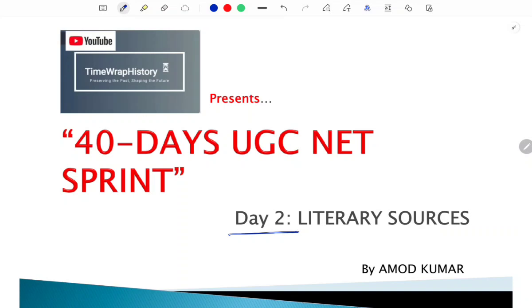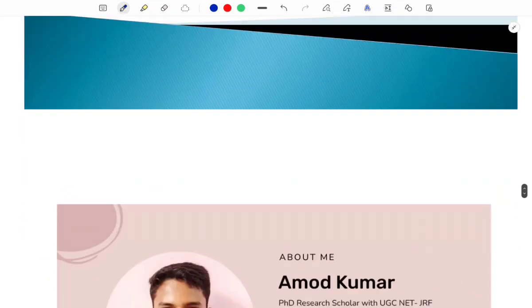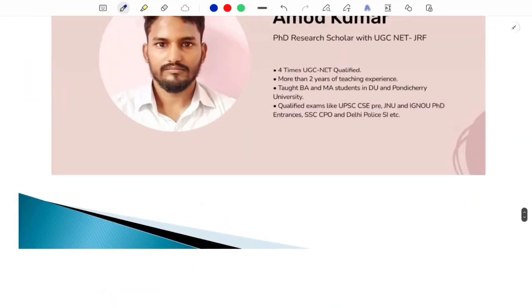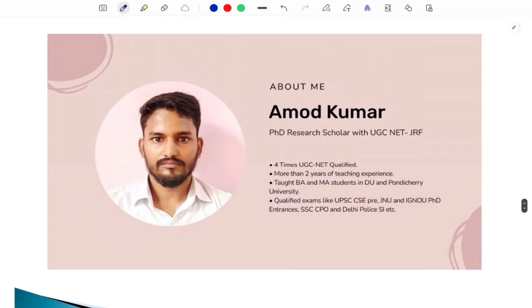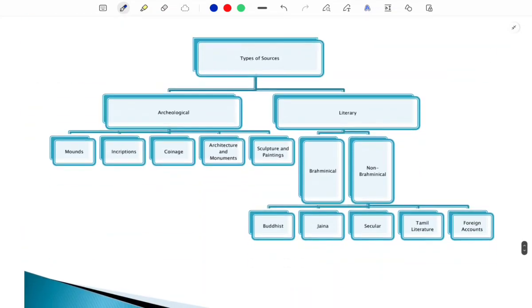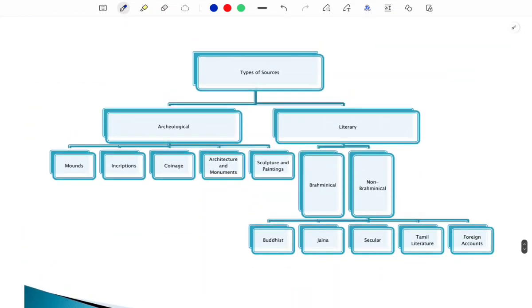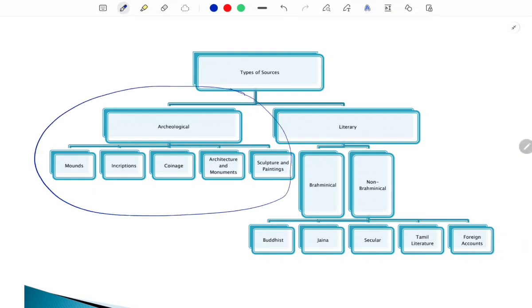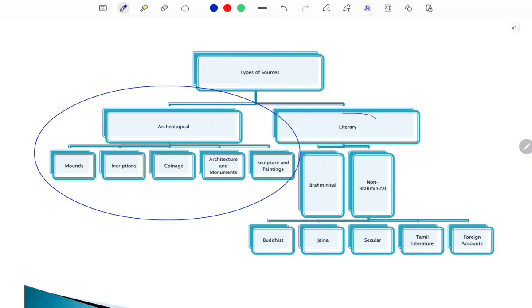So today's lecture is going to be all about the literary sources, and in the last lecture I discussed some of the aspects. So in the last lecture we discussed all about these things, and in this lecture we are going to discuss the literary sources.